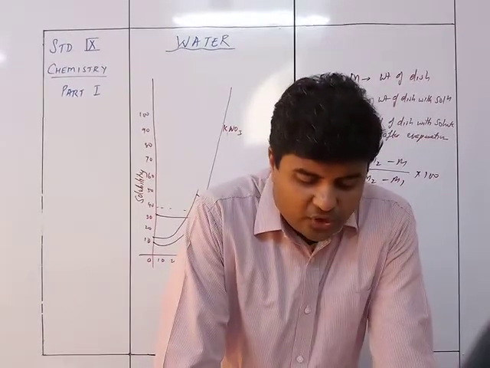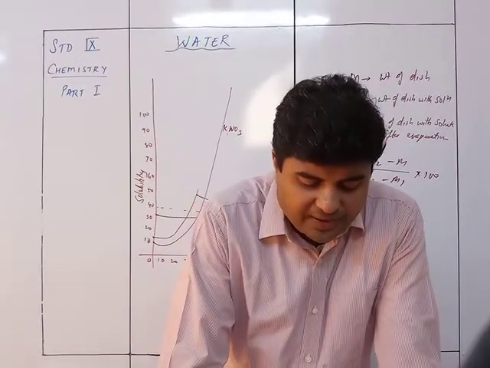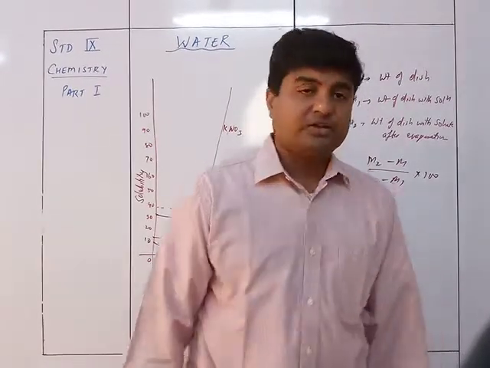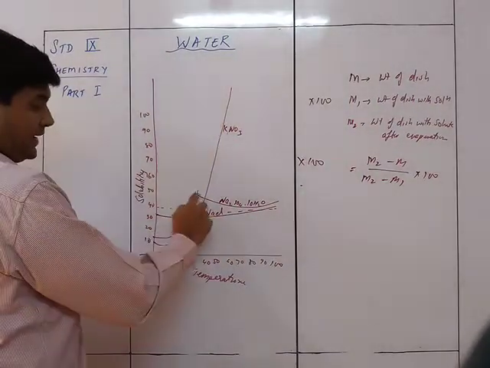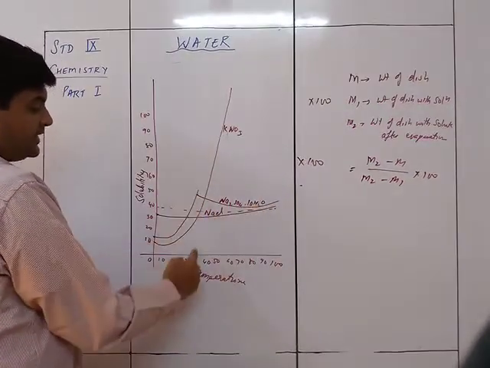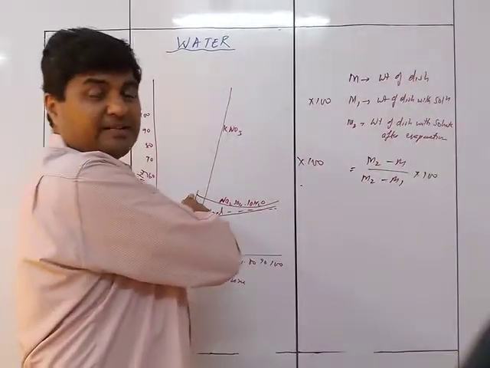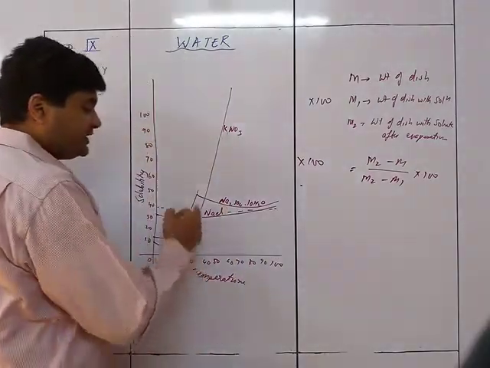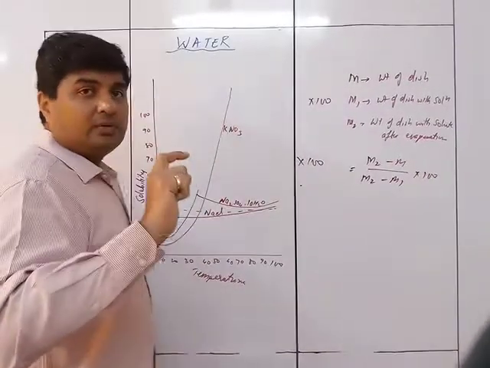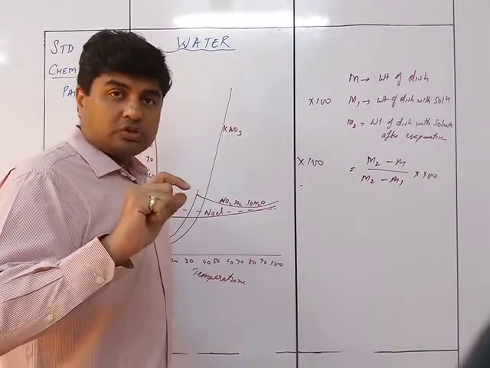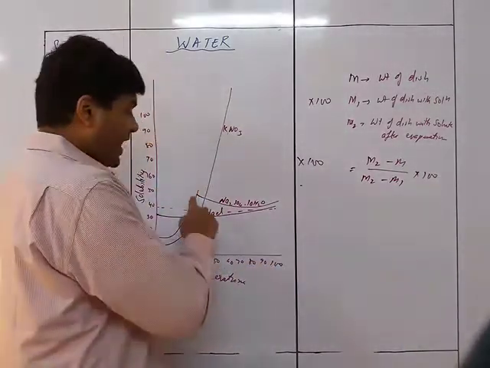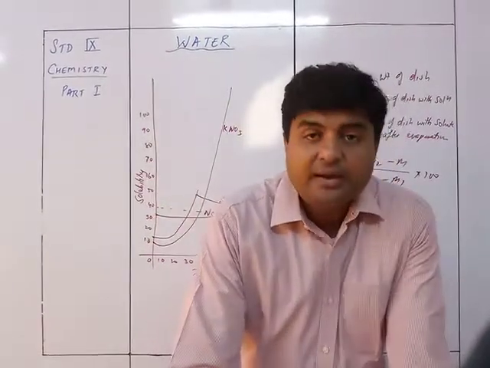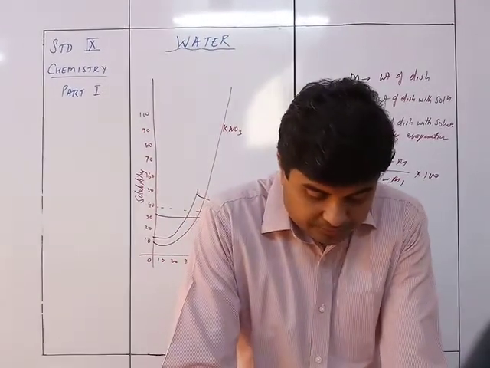Next is Na2SO4.10H2O, which shows a solubility curve with a sharp break at 36 degrees Celsius. It is hydrous below 36 degrees and anhydrous after that temperature. Till 36 degrees Celsius it is hydrous, means it has the water of crystallization in it. But as soon as it crosses 36 degrees, the water of crystallization goes off. Since the water of crystallization is lost, there is a sharp break in the solubility curve.